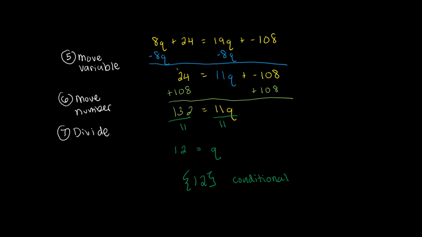So now you've got examples of solving, all the different types of solving. And now you know how to tell if it's going to be a contradiction or identity, or if you're going to get a conditional. But most of the time you end up with conditional equations.